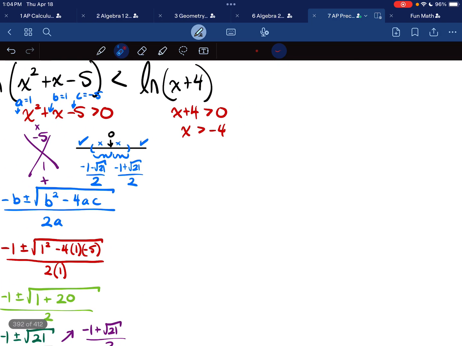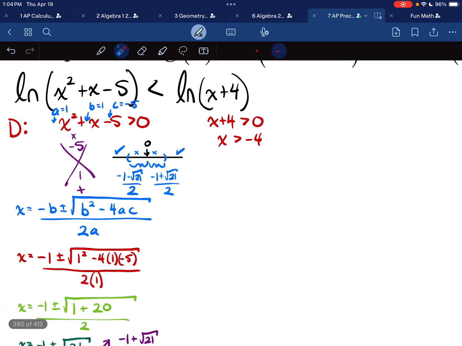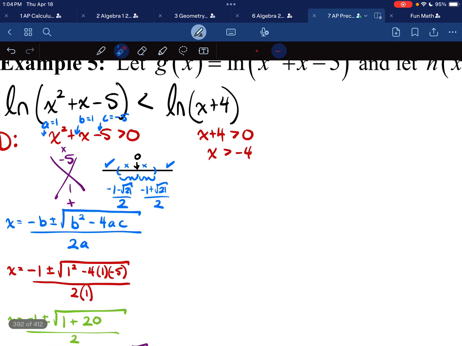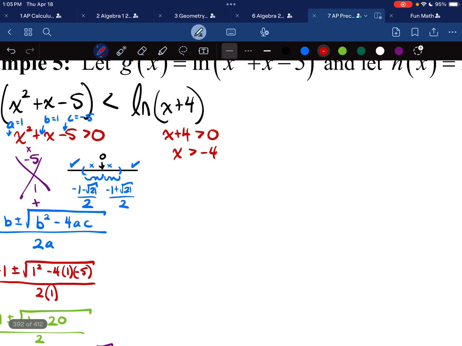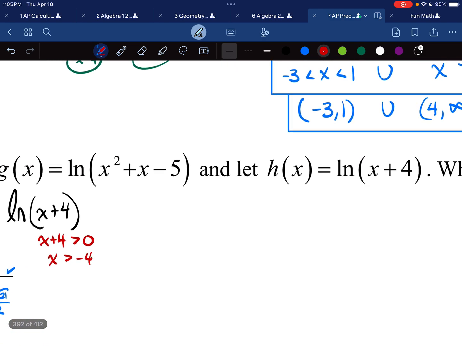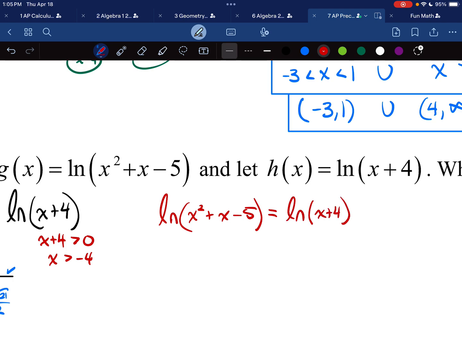Now I have to solve the problem. I haven't even started on the problem yet. So on the problem, let's set these equal to each other and see what happens. Natural log of x squared plus x minus 5, let's set that equal to natural log of x plus 4.